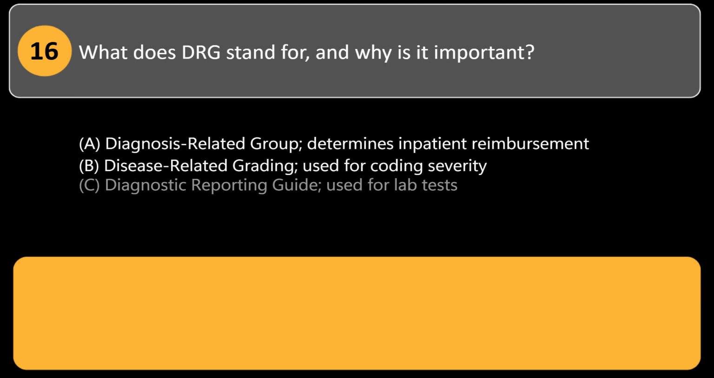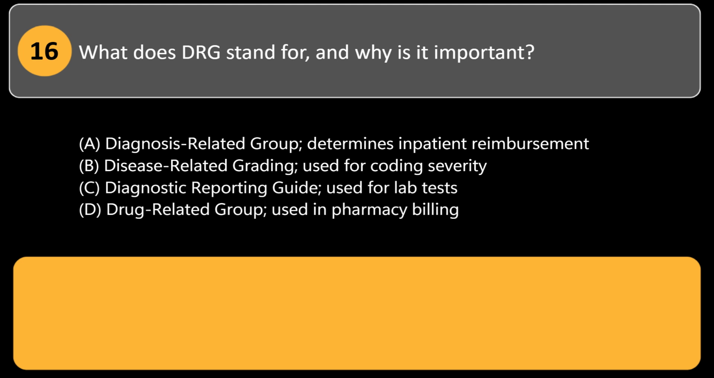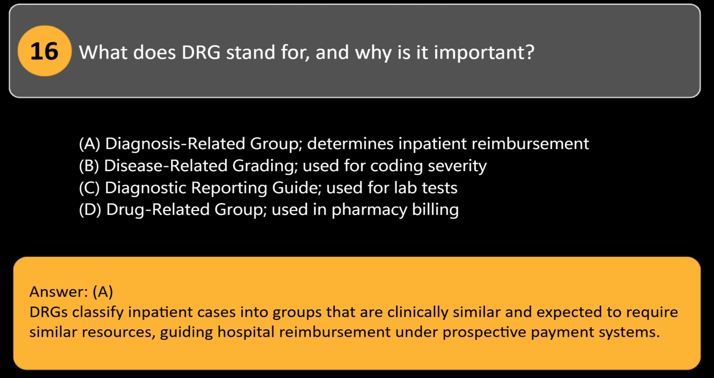What does DRG stand for, and why is it important? A. Diagnosis-related group, determines inpatient reimbursement. B. Disease-related grading, used for coding severity. C. Diagnostic reporting guide, used for lab tests. D. Drug-related group, used in pharmacy billing. Answer: A. DRGs classify inpatient cases into groups that are clinically similar and expected to require similar resources, guiding hospital reimbursement under prospective payment systems.